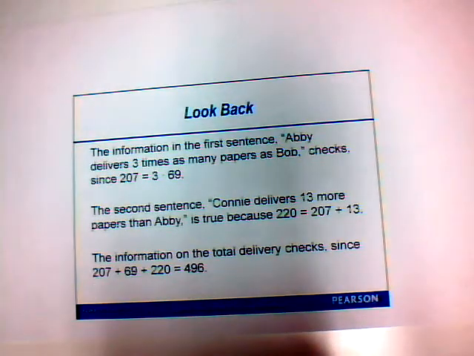Now, the look back would be this. The information in the first sentence, Abby delivered 3 times as many papers as Bob, checks, since 207 does equal 3 times 69. The second sentence, Connie delivered 13 more papers than Abby, is also true because 220 is the same as 207 plus 13. And the information on the total delivery checks, since 207 plus 69 plus 220 gives you a grand total of 496 papers delivered by all three.